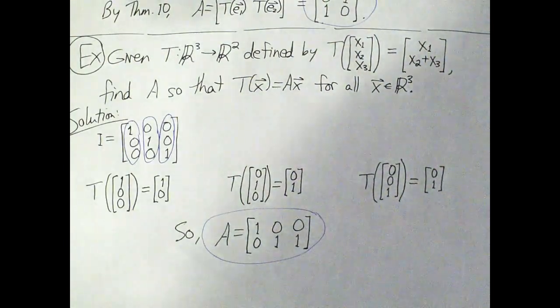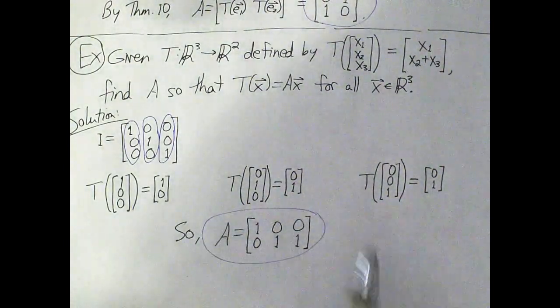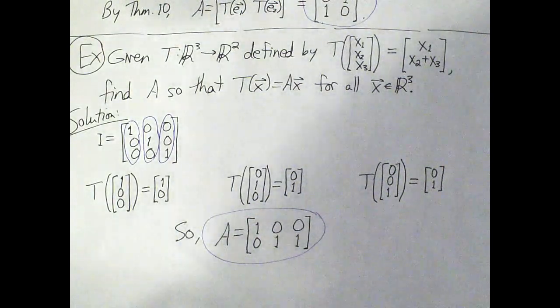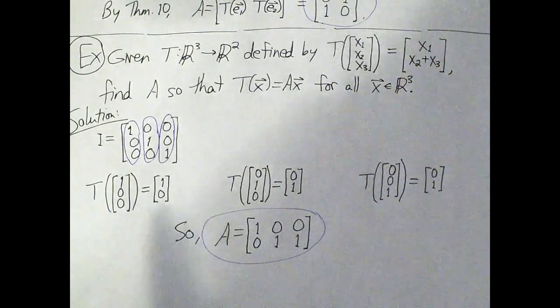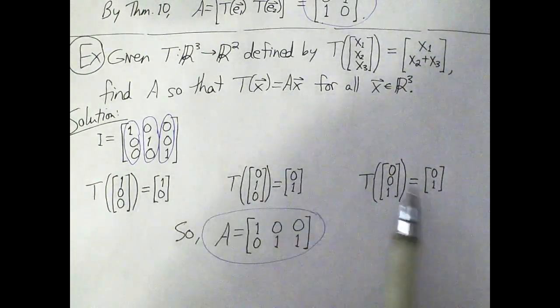This is the only, it's a unique matrix, right? The theorem says the matrix is unique, so this is the only possible answer. Cool, so that's how this theorem works. That's how we find the matrix. You just take the transformation, apply it to each column of the identity.